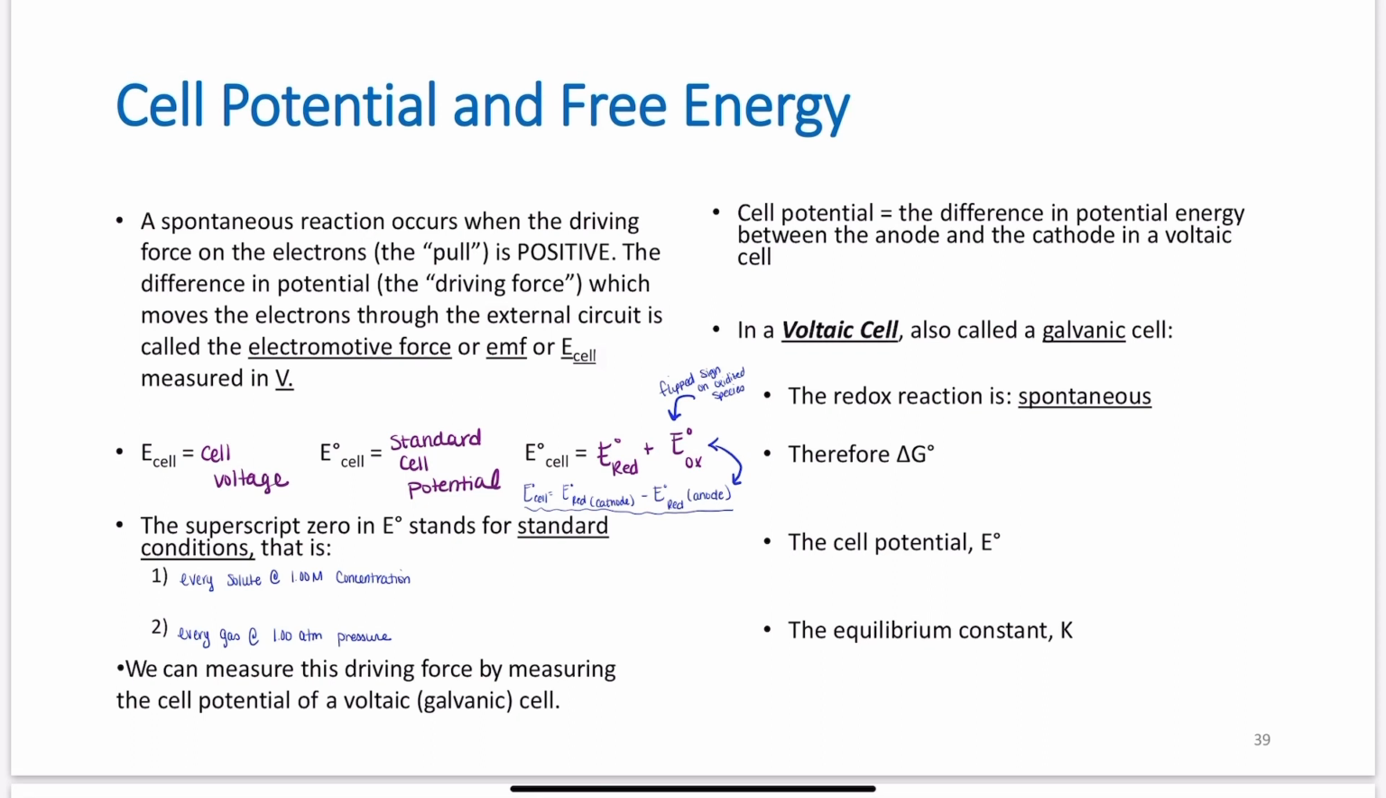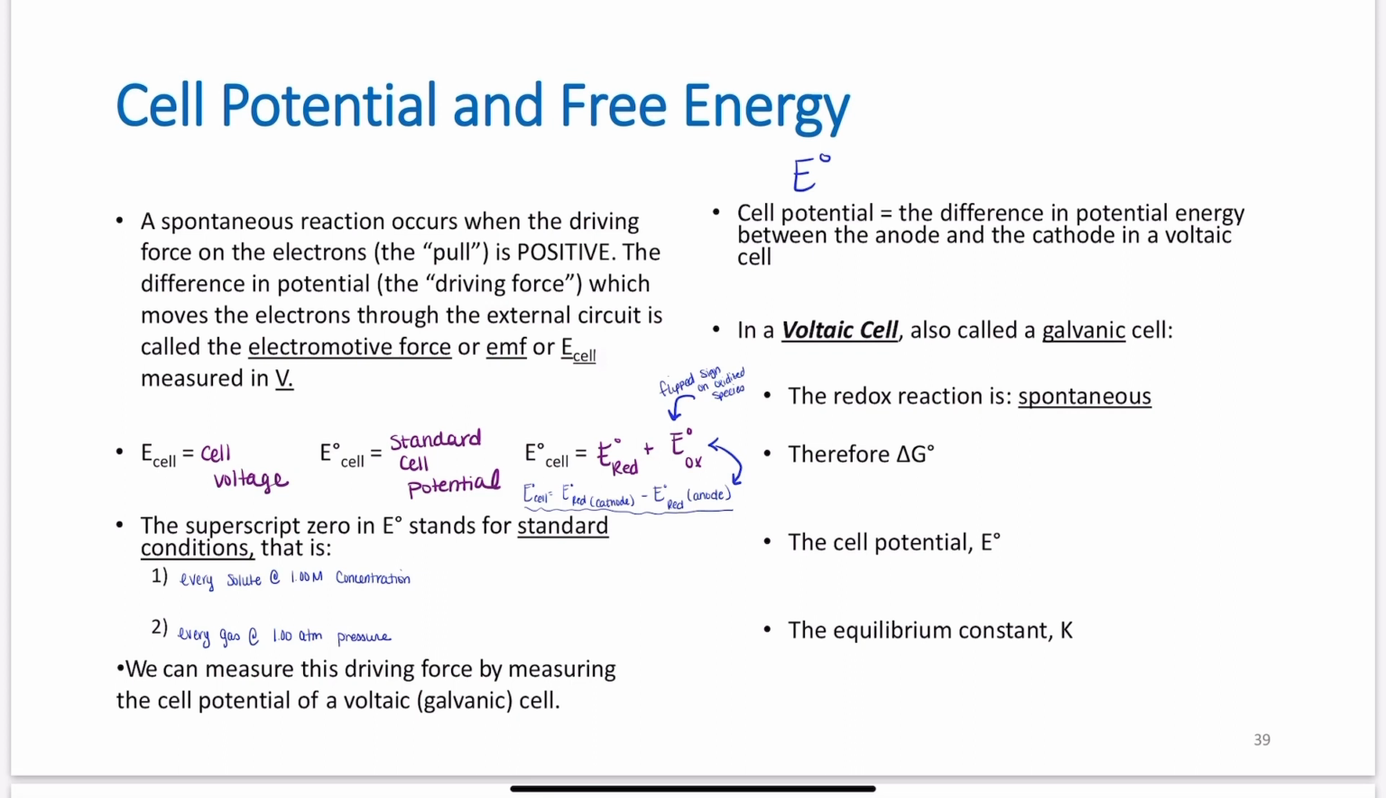The cell potential, so E-naught is my cell potential. Move that up to a higher font. I apologize, I hit the wrong button. E-naught is the difference in the potential energy between the anode and the cathode in a voltaic cell. So the potential energy difference is your cell potential, and that's what's going to allow those electrons to transfer.